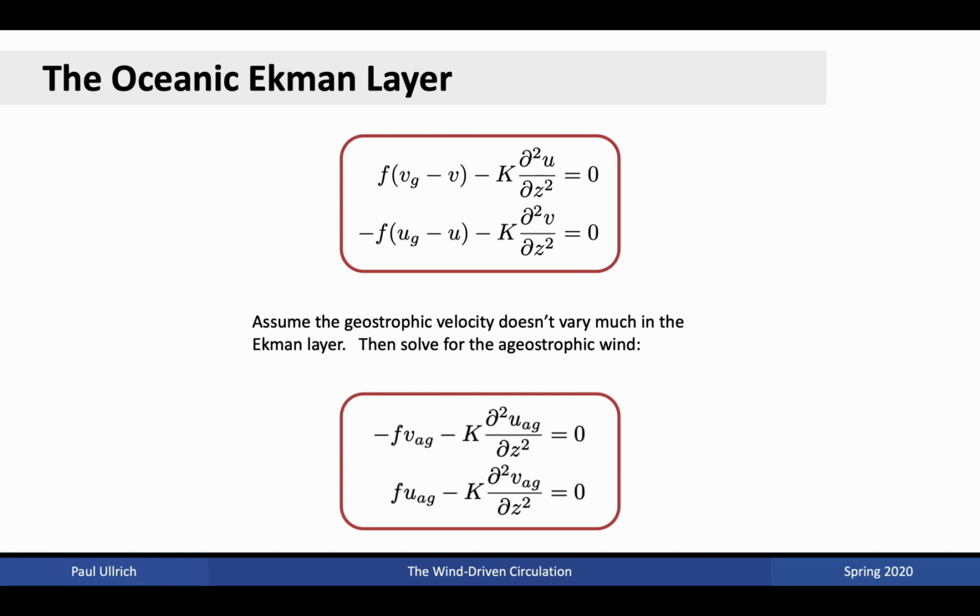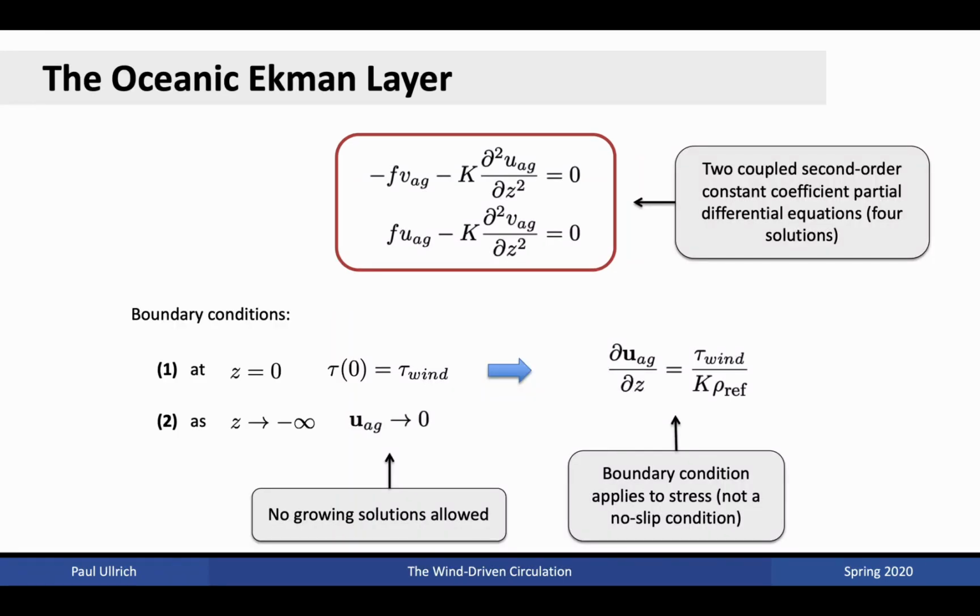In order to close these equations prior to their solution, we need to have an expression for the geostrophic wind. We're going to assume that the geostrophic wind doesn't vary much through the Ekman layer. This then allows us to substitute in the expansion of the real wind in terms of geostrophic and ageostrophic components, and hence obtain a set of two coupled differential equations for u ageostrophic and v ageostrophic. Okay, let's try to solve these equations.